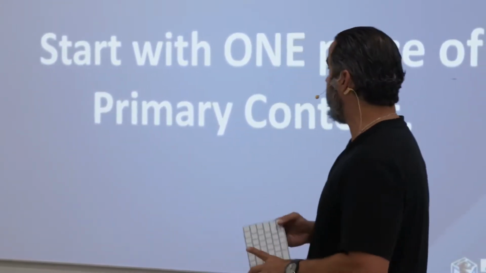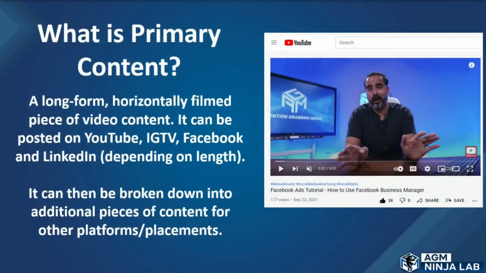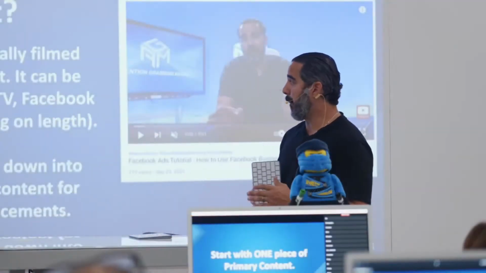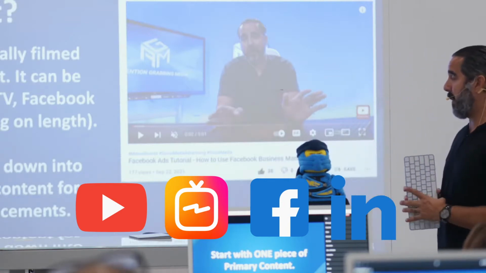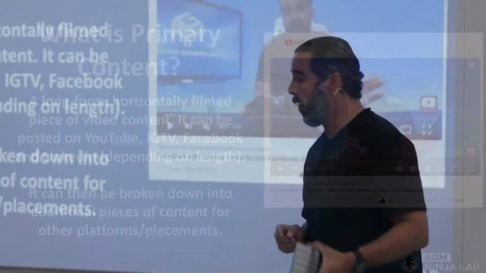Primary content is very simple. I take one video like this. This one is a Facebook ad tutorial on how to use Facebook Business Manager, and that goes up on YouTube. It gets some slight edits, and this one is a 9-minute video where I just give some information. So it's a long-form, horizontally filmed piece of video content. It can be posted on YouTube, IGTV, Facebook, and LinkedIn, depending on the length, because LinkedIn has limitations. You cannot post videos of more than 10 minutes on the LinkedIn feed. So if it's less than 10 minutes, like this one, it can go up on LinkedIn.